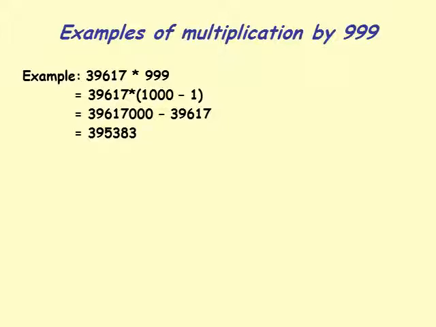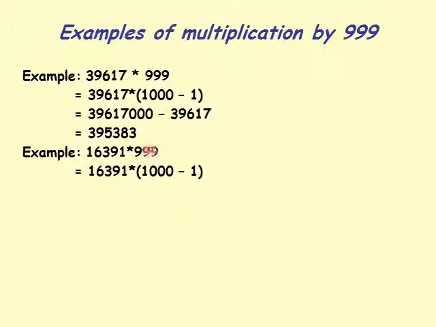Let's continue with the next example, please. It's 16391 times 999. Again, we replaced 999 by 1000 minus 1. What we just did is completing 1000 out of 999. Now we can multiply that.